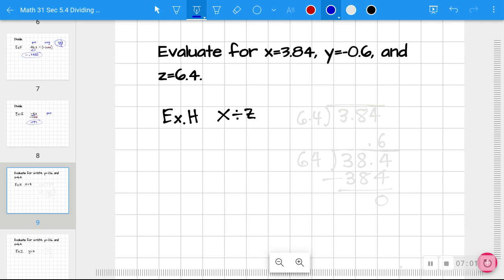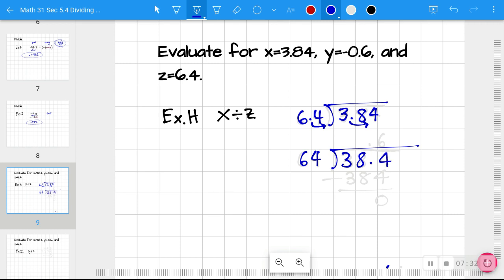Okay, on this next one, we're given some values for x, y, and z. And we're asked to take the x value, which is 3.84, and divide it by the value of z, which we're given as 6.4. Okay, you got to move your decimal over 1 spot there, and so you got to move it over 1 spot there, which changes the problem but not the answer. 38.4.